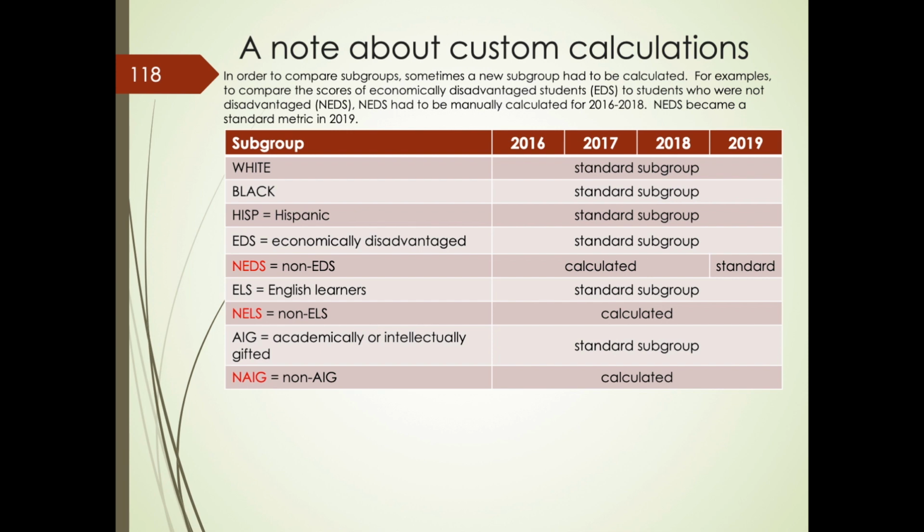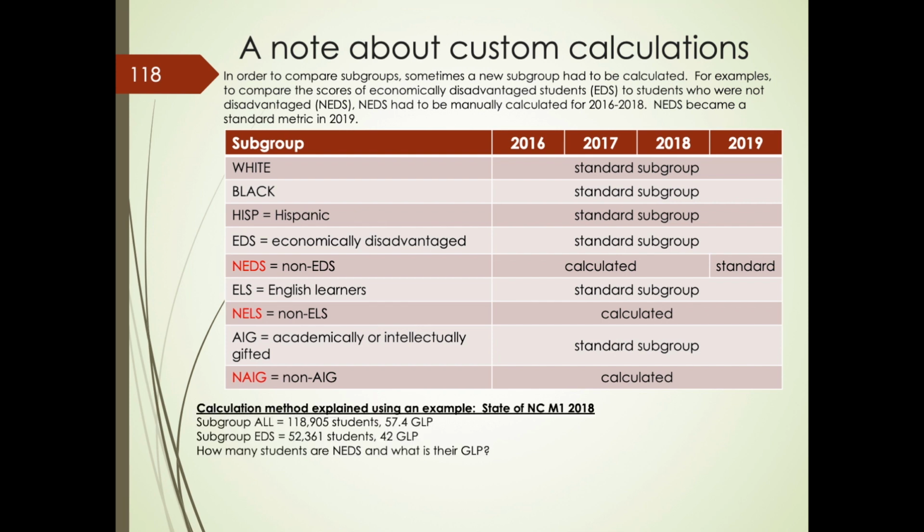So for example, the white, black, and Hispanic and economically disadvantaged subgroups are all available in the NC DPI data from 2016 through 2019. For the NEDS metric, which is non-EDS, that was standard. That's a new metric available in 2019, but from 16 to 18, I had to calculate that number. And for ELS, English learners, that was a standard subgroup available for all 4 years, but NELS, non-ELS, how to calculate that. So AIG is a standard subgroup metric that's available all 4 years, and then non-AIG, I had to calculate that. So let's look at how the calculation is done.